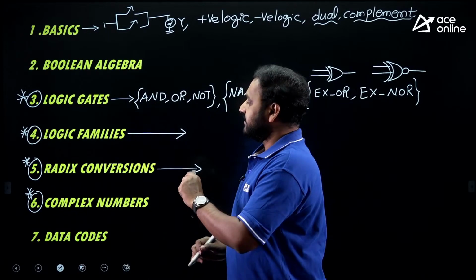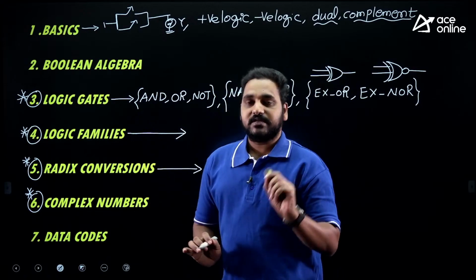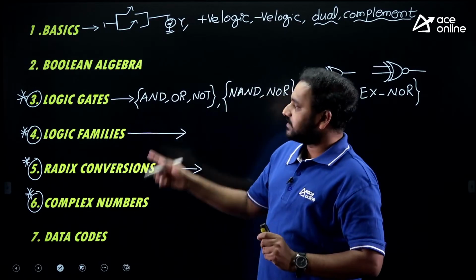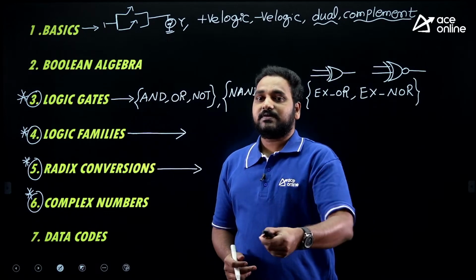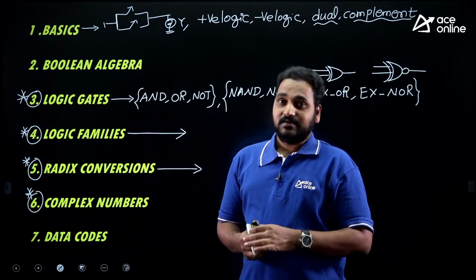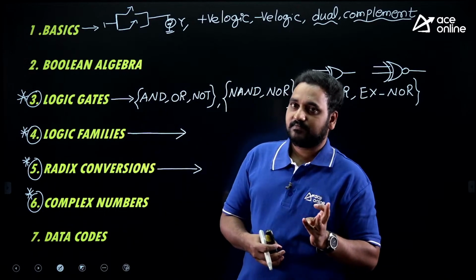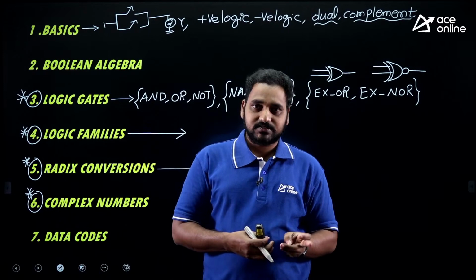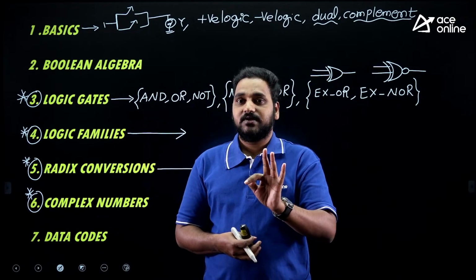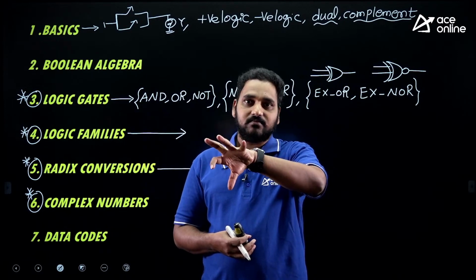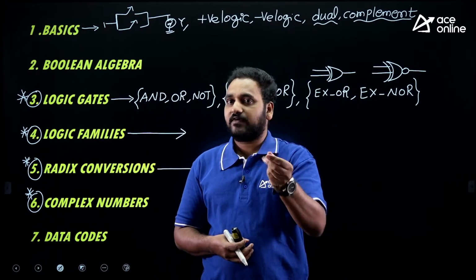This is not even 20% of digital electronics. It is just 10% of digital electronics. The remaining 90% is nothing but ADC and DAC, analog to digital and digital to analog converters, FSM, finite state machines, sequential circuits, combinational circuits. This is a major part of digital. From this major part, no questions are found.